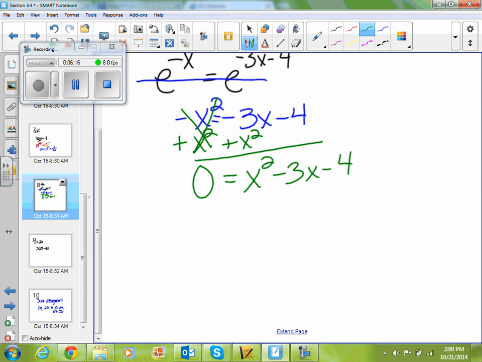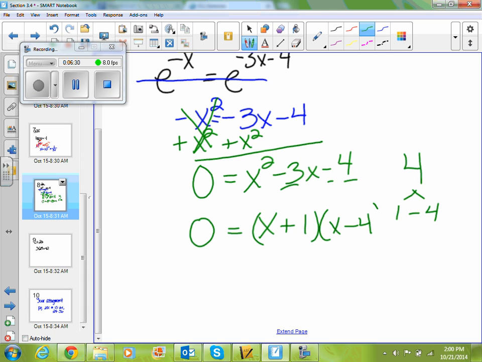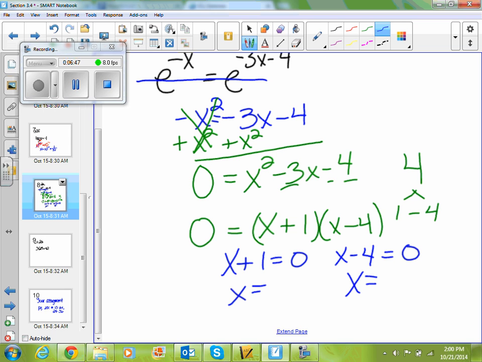Let's factor. So I'm looking for factors of 4 that subtract to negative 3. 1 and 4. So 1 minus 4. So I know that I'm going to get x plus 1 and x minus 4 to be my factors. And so if those both equal 0, then I just set them equal to 0. So x plus 1 equals 0. x minus 4 equals 0. Which then tells me that x equals what? Negative 1 and 4. Perfect.